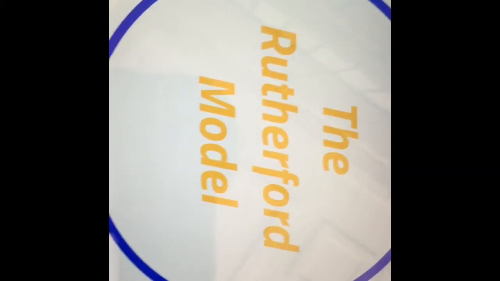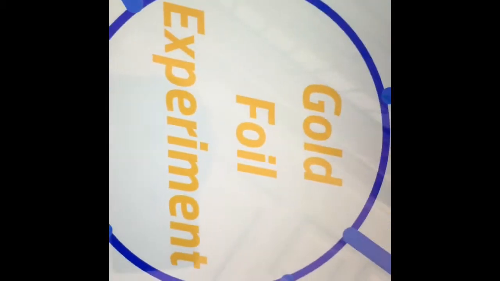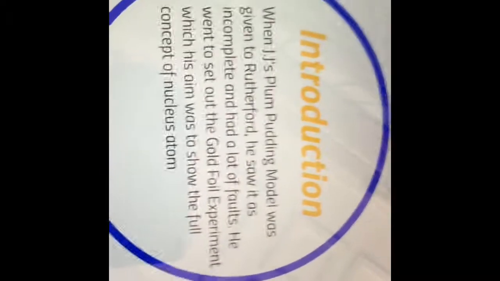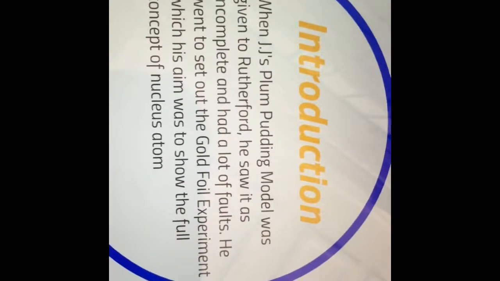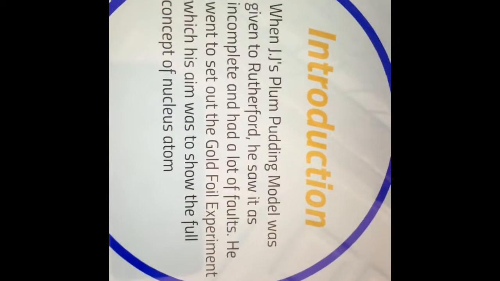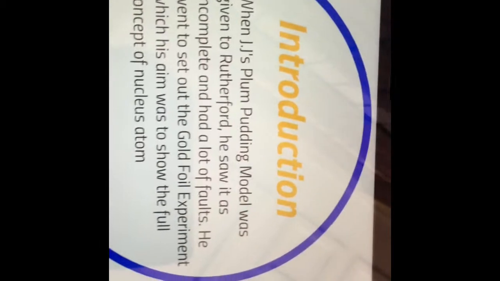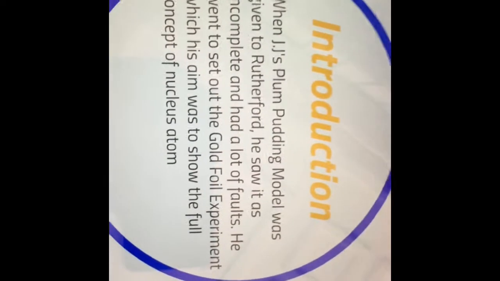The Rutherford model and the gold foil experiment. Introduction to the gold foil experiment. When JJ's plum pudding model was given to Rutherford, he saw it as incomplete and he found that it had lots of faults, and he wanted to set out and make his own gold foil experiment, and he aimed to show the full concept of a nucleus atom.